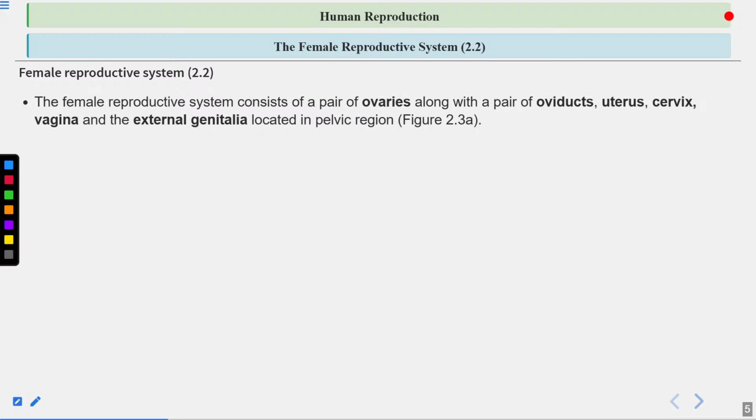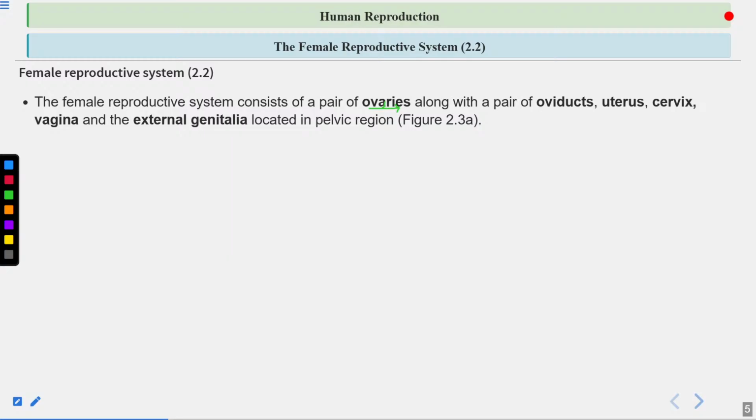The female reproductive system consists of a pair of ovaries, like the male reproductive system consists of a pair of testes. So ovaries are the primary sex organs in females. Now, what is the function of a primary sex organ? The first function is the production of the gametes, and the second function is the production of the hormones.